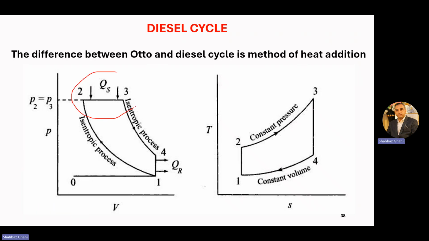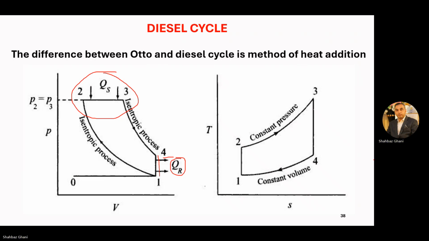This is the portion where it is the difference. The rest of the process is the same. We have the intake process, then the compression process, then the heat addition process here, combustion at constant pressure. Then we have a power stroke up to 4 here, and then this exhaust blow down. This is your heat rejection, and then we have the exhaust stroke.